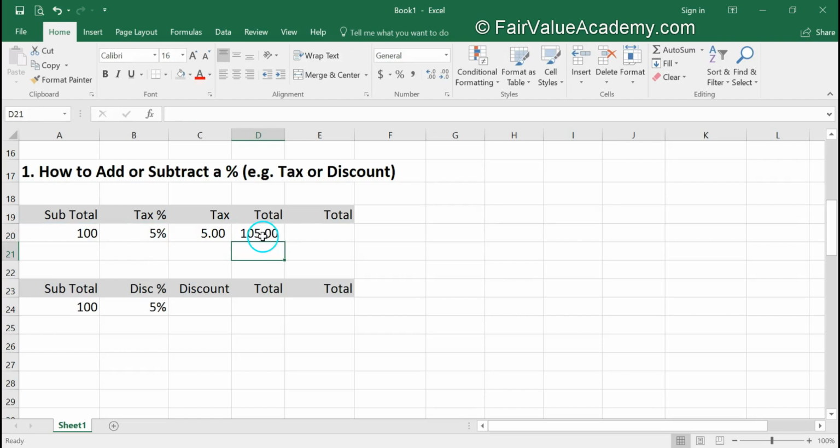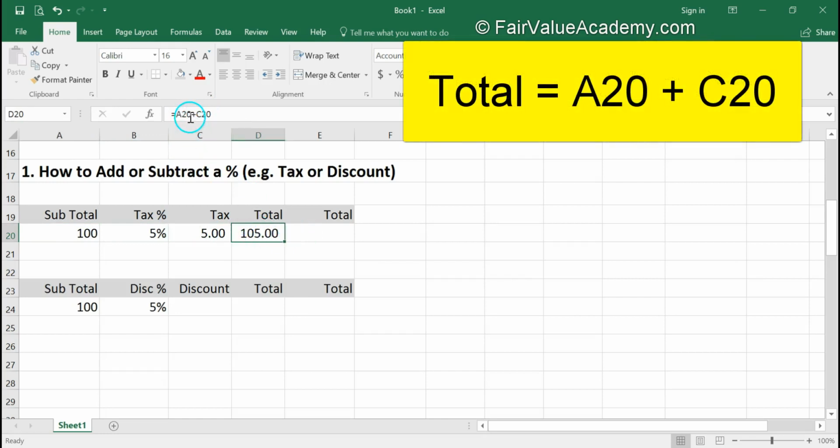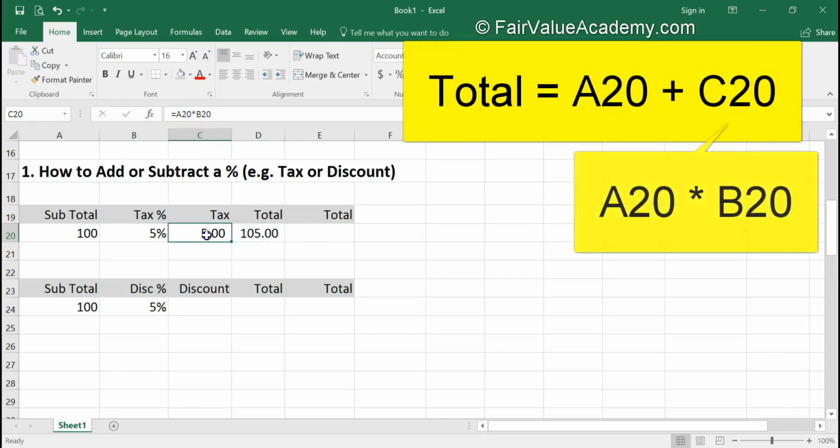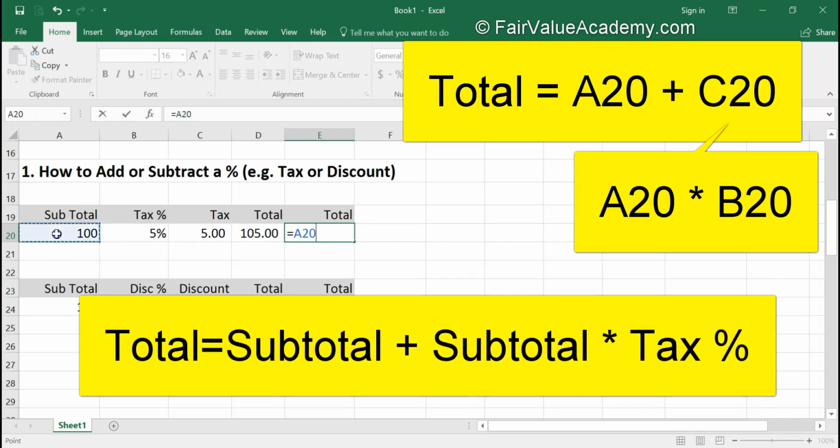Now, in the event you have to directly compute this without calculating tax, then you will have to write subtotal plus the formula which is there for the tax. So here, if you see, there is A20 plus C20, and C20 is nothing but A20 multiplied by B20. So our formula, as we have been using in the previous sessions, is subtotal plus subtotal multiplied by the tax rate.